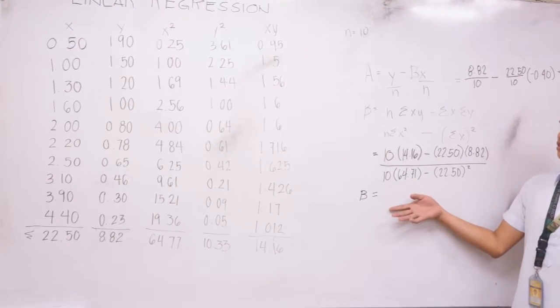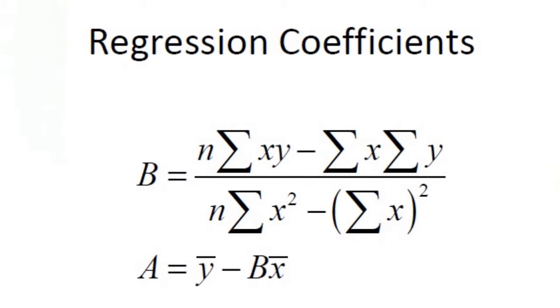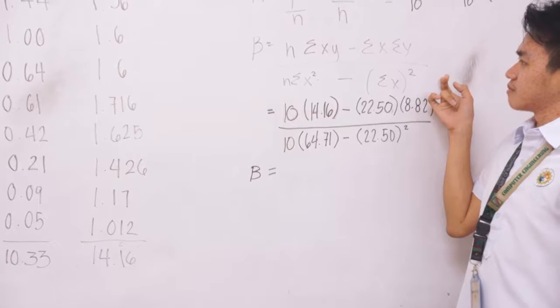So b is equal to n, which is the total number of the x, times the summation of xy, minus the summation of x times the summation of y, all over n times the summation of x squared, minus the summation of x quantity squared.